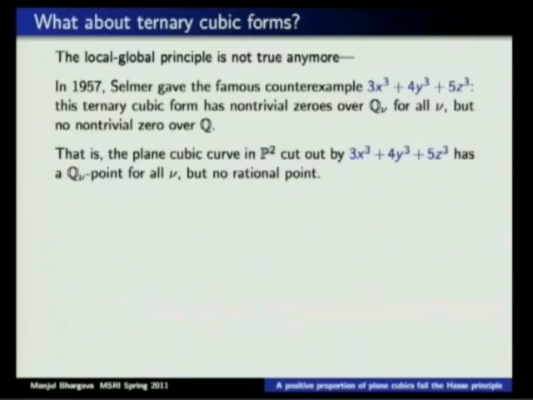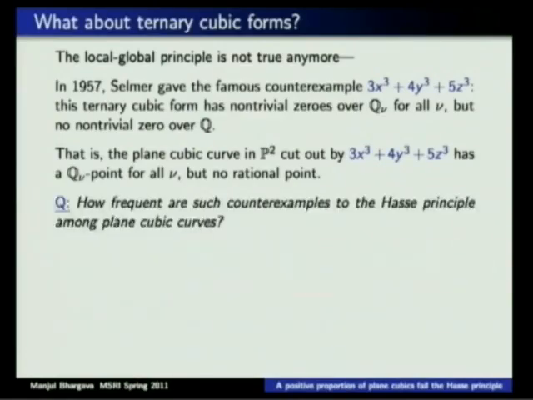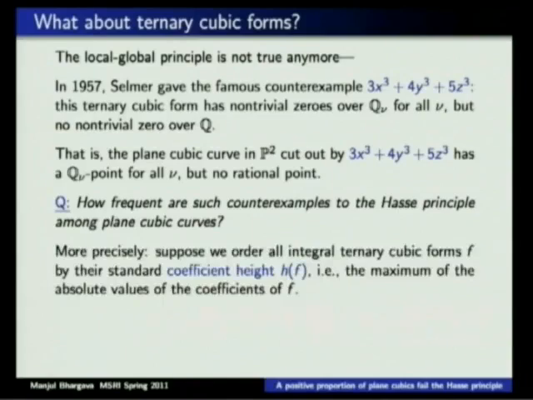And so a natural question that arises is, how frequent are such counterexamples to the Hasse principle among all plane cubic curves? Is Selmer's example rare, or is it very frequent? What is the expectation if you choose a random plane cubic? Do you expect to get a counterexample to the Hasse principle, or did Selmer have something that occurs very rarely? More precisely, suppose we take all ternary cubic forms and order them by their coefficient height, the sizes of their coefficients. That's the natural way that one would pick random ternary cubic forms.